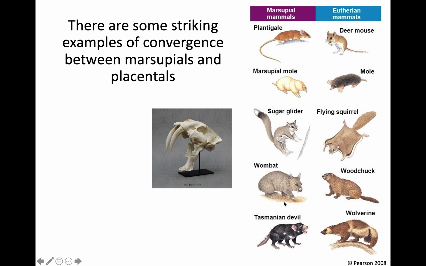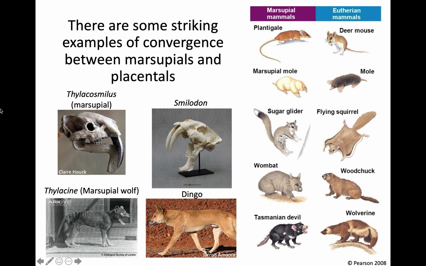The wombat and the woodchuck, these have very similar ecological roles. And then finally, last down here, the Tasmanian devil and the wolverine. These are carnivores. So here we have an example of Smilodon, elongated front teeth, extremely flexible jaw joint for eating and hunting. Here we have a very similar marsupial. This is an extinct organism that had very similar ecological roles. We also have the dingo and the marsupial wolf here. These look incredibly similar. However, they're not closely related.